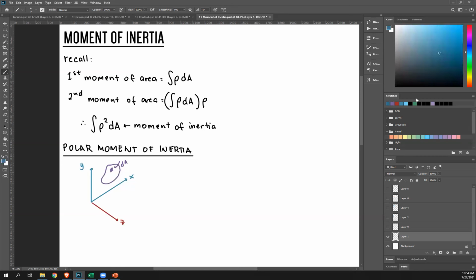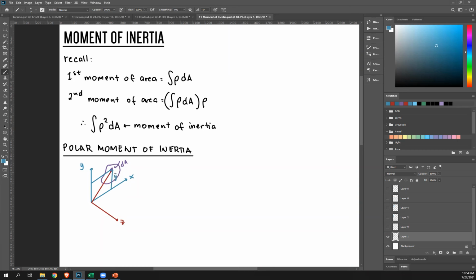Now let's get the distances. So the distance of your elemental area, differential area, from your pole is this length, right? So imagine this is perpendicular to this area. So this is also the perpendicular distance to this axis, okay? And then when we solve for that, you'll see that it is just the hypotenuse of your right triangle.